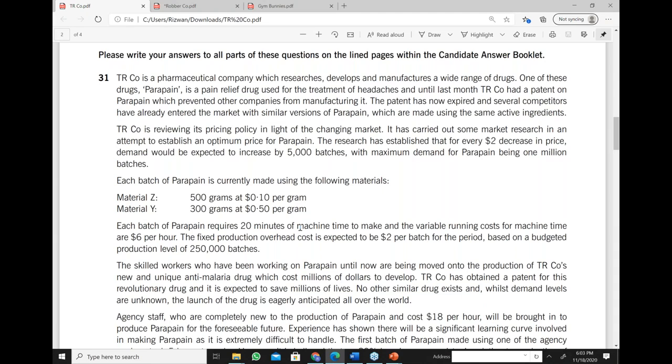Okay. Now, starting with another past paper question. TR company. Are you all ready? Let's start with another past paper question and use the same work back strategy. Is the voice clear to all of you?